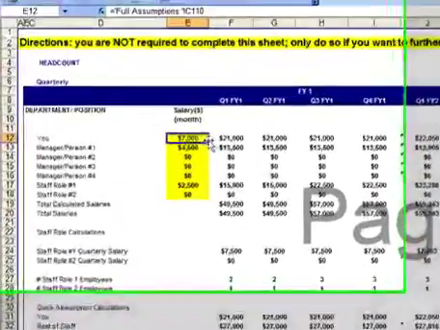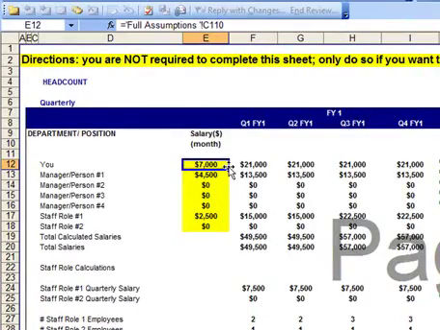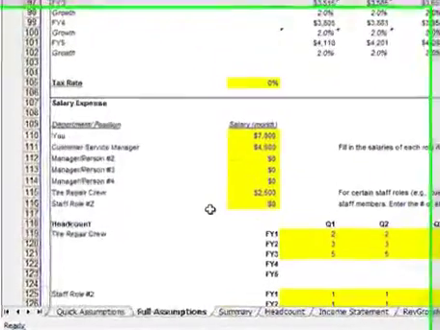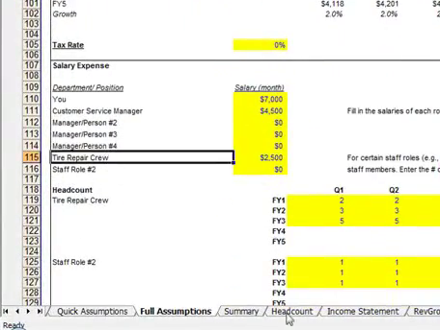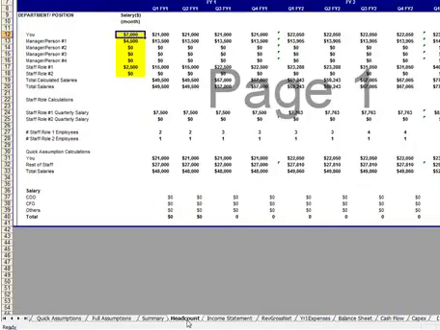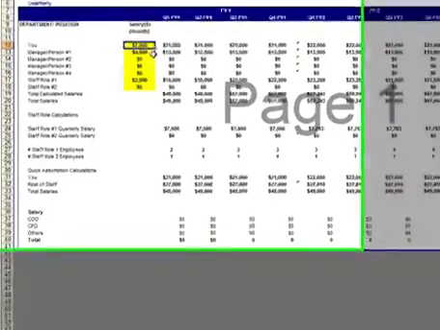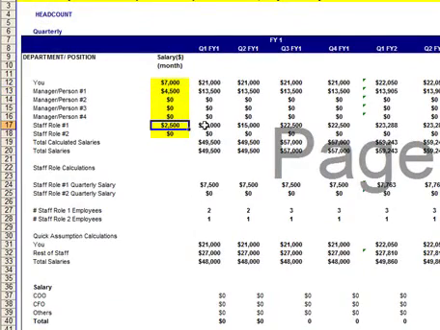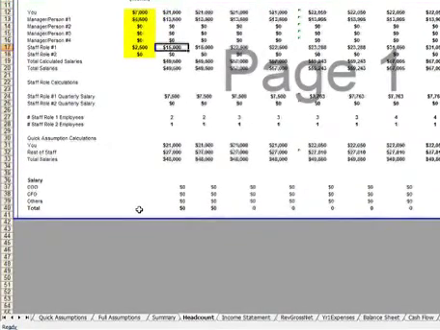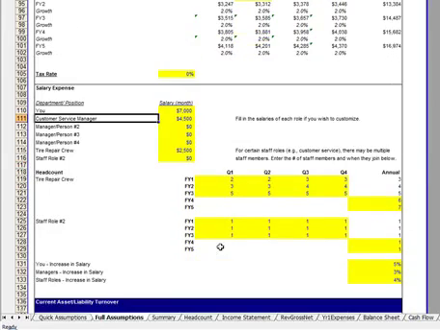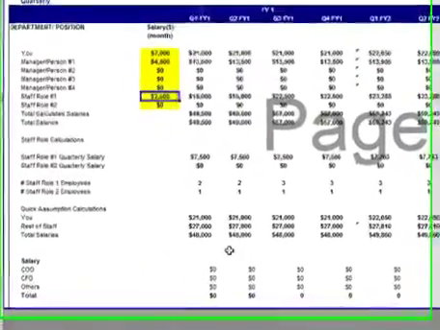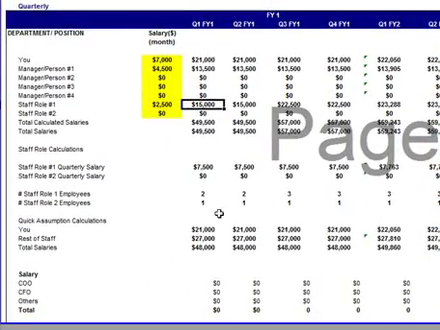We already further customized headcount and salaries in the full assumptions tab. Remember, in the full assumptions tab, we added the tire repair crew and the customer service manager. That is flowing through here. You're making $7,000. The customer service manager, $4,500. Remember here that we have the staff of 3 people. I believe we said 2 people on the tire repair crew. So 2 people times $2,500 each is $5,000 times 3 months in a quarter. That's why we get $15,000.